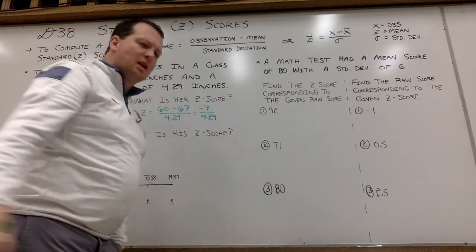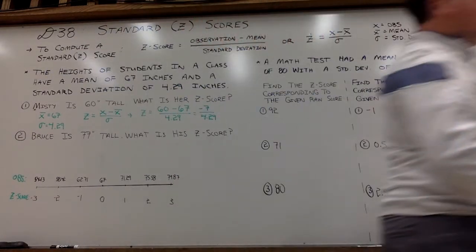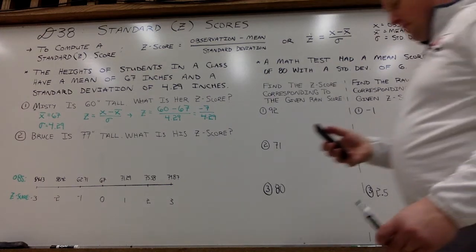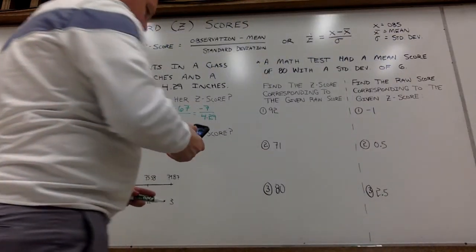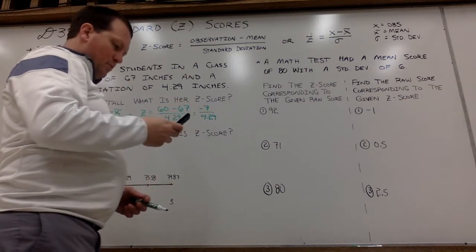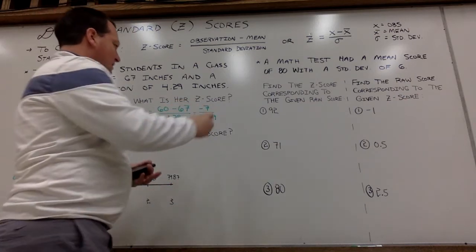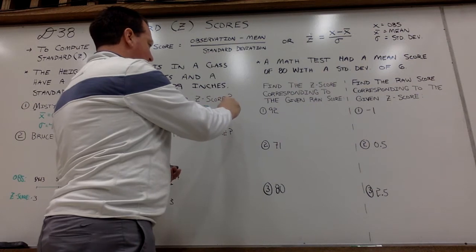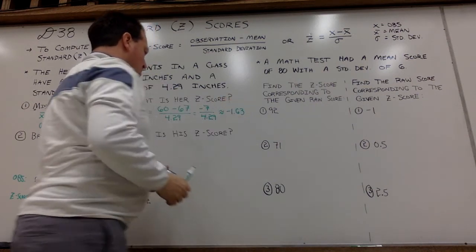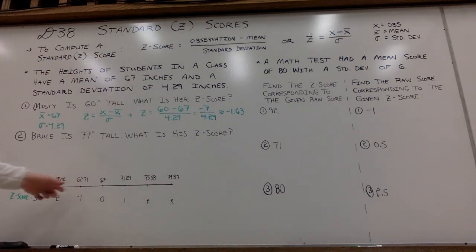I'm going to get my fancy calculator here and crunch it. All right, maybe you've crunched it. If not, ready or not, here it comes. -7 divided by 4.29, we have about -1.63. That's what we said: between -1 and -2 would be that 60 inches, so -1.63.